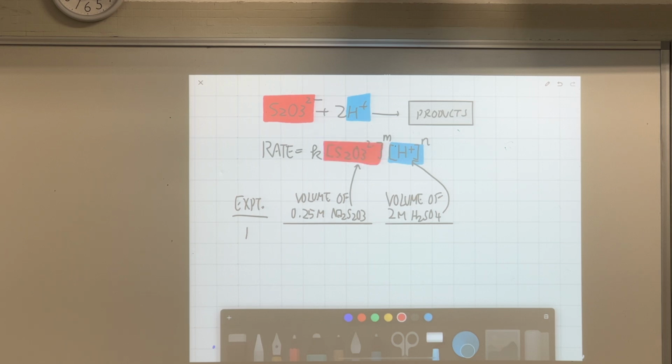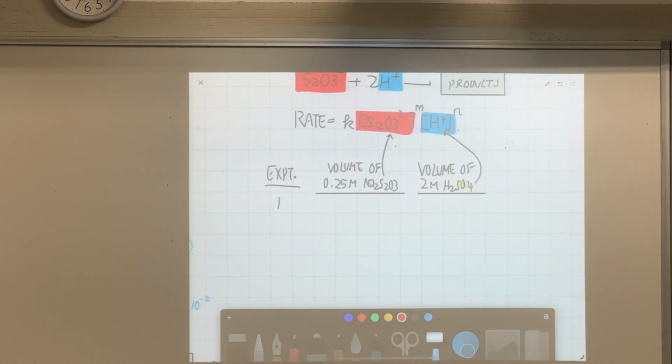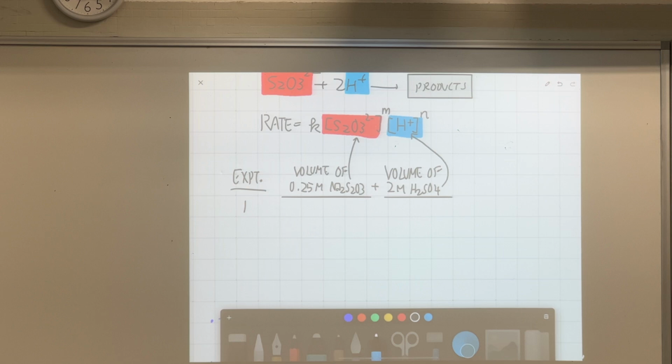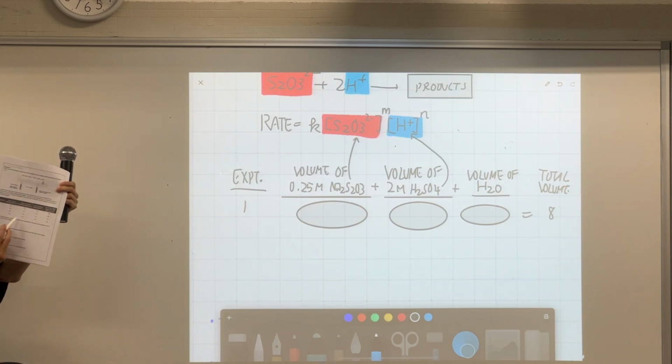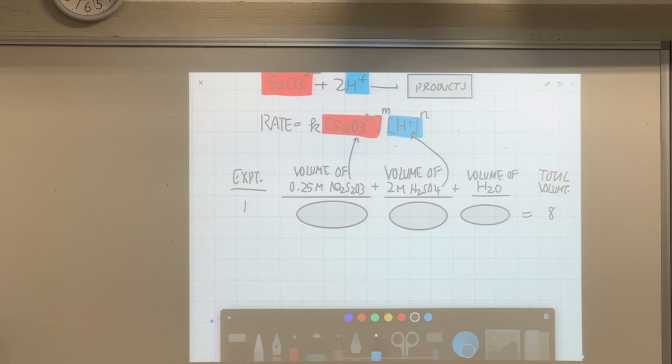But then, this is not even the trickiest part. The trickiest part is that you're mixing these two solutions together with water. Can you tell me how much volume there is in total in all the experiments? You can pick any one trial. How much total volume do you have if you add up this number with this number with this number? 8. Yeah, it's always 8. This is no coincidence. 4.5 plus 1 plus 2.5 is 8. 4.5 plus 2.5 plus 1 is also 8. So all these will have the same volume.